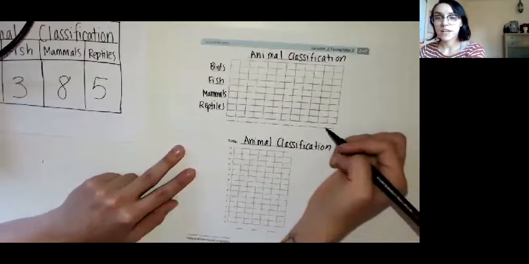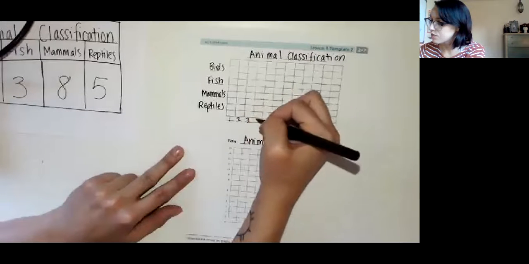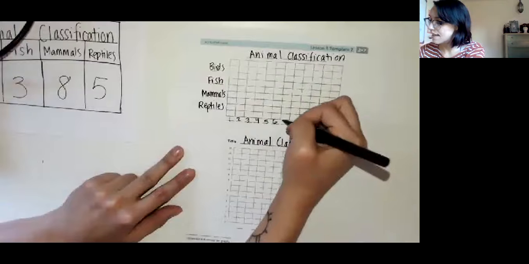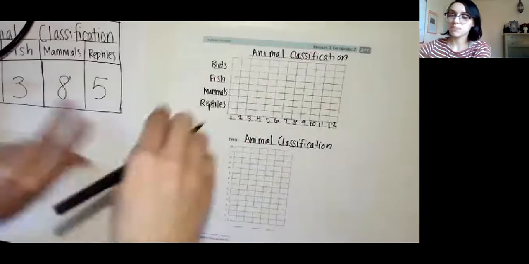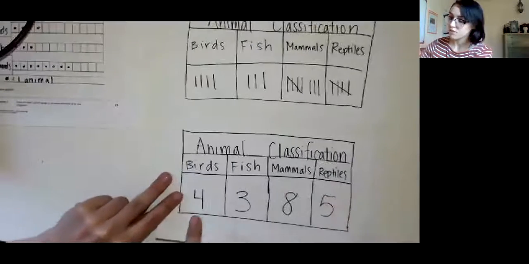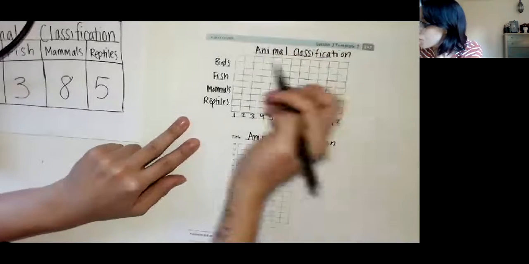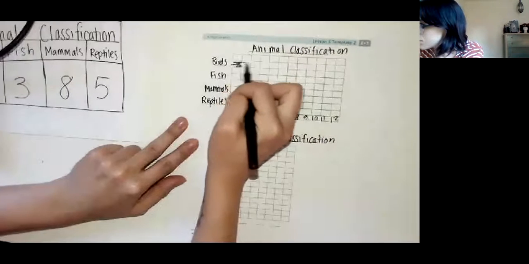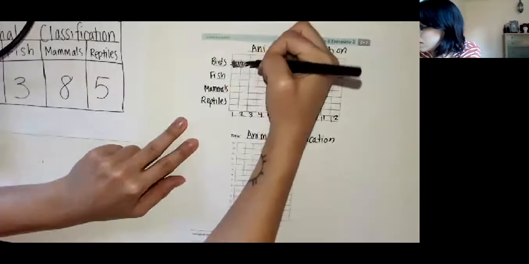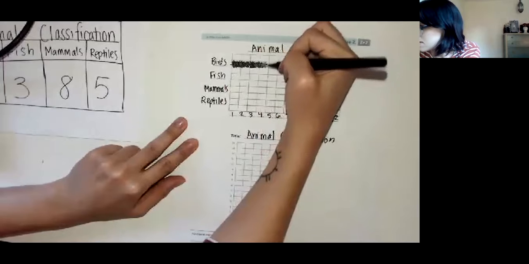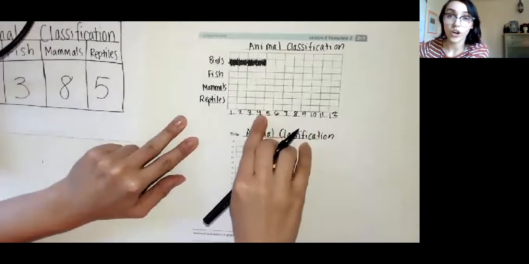Let's go up by ones, okay? So we're going to go 1, 2, 3, 4, 5, 6, 7, 8, 9, 10, 11, 12. How many birds did we have? We had 4 birds. So here for our birds, we're going to shade in 1, 2, 3, 4. And if you look, you go over to the birds, you drag down, it's right at 4, okay?